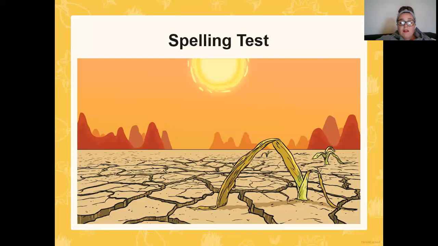The next word is borough. The whole of the borough council were against the proposed building plans. Borough. And next word is thorough. The police conducted a thorough search of the scene.